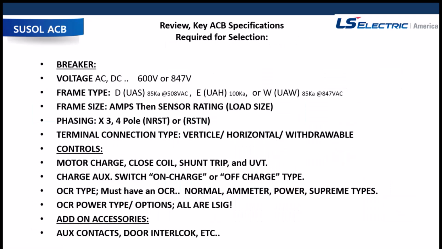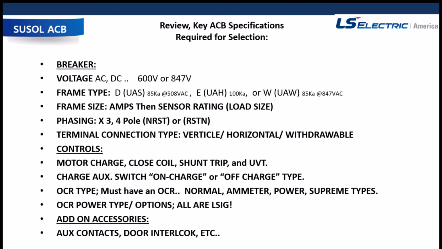So the review, key air circuit breaker specifications required for selection. Your voltage selection for AC or DC, frame type, UAS, UAH, or UAW. Again, heavy hitter is the UAH. We have a lot in stock at 100 kAIC. Frame size, amps, and then sensor rating.